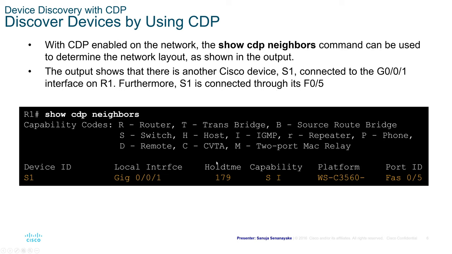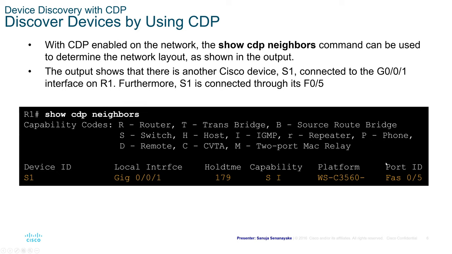connected within that network. So the output shows that there is another Cisco device, which is S1 right here, connected to the G0/0/1, because we know that right here on the interface on R1. Furthermore, S1 is connected through its F0/5 interface. So how do we know that? Right here, we have the device ID, which is S1, which is the host name of that switch. And we know it is connected to 0/0/1. That is the interface of this local R1 router where we ran the show cdp neighbors.